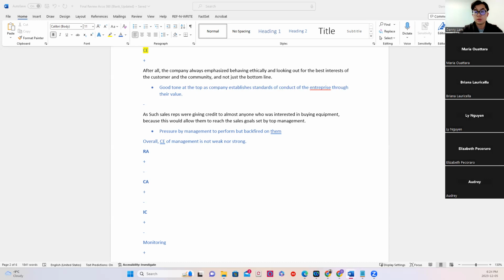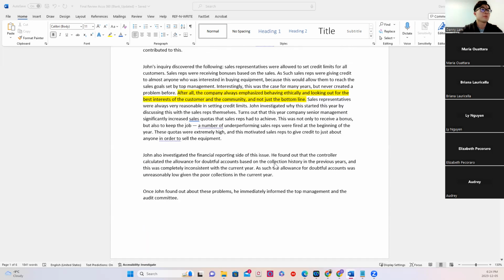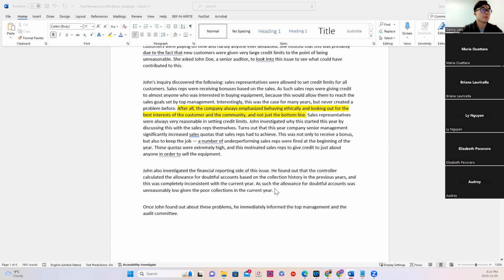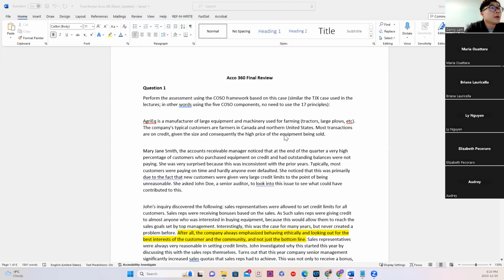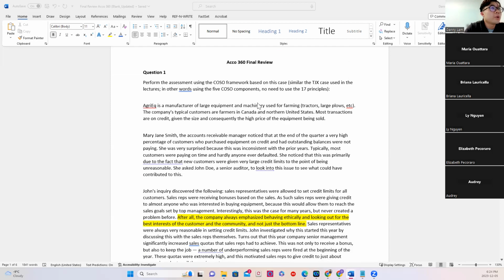I think it's the last sentence of the second paragraph. Like she asked John Doe, a senior auditor, to look into these issues to see what could have contributed to this. So which one exactly? The last sentence of the second paragraph.